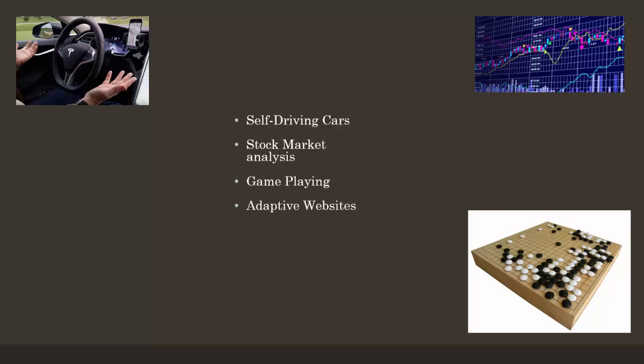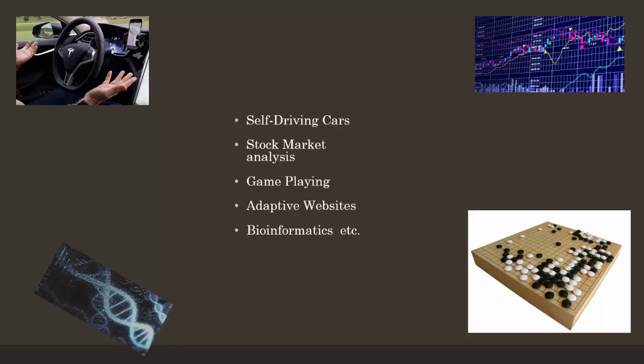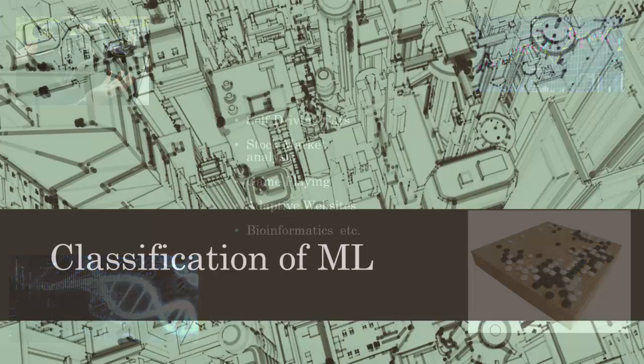And then adaptive websites. Yes, YouTube's. We are watching YouTube. After a certain time, it shows recommended for you. So how can the website know that we might like it? This is due to machine learning. It learns from past experience that we are watching this kind of video, so we might like this kind of video, so it is giving us the recommendations. Bioinformatics, etc. These are the applications.